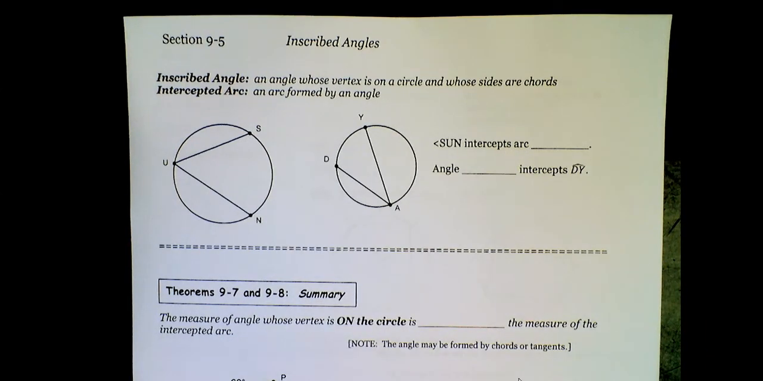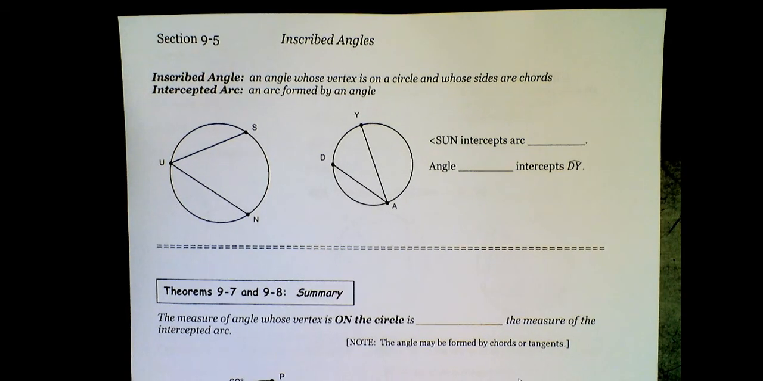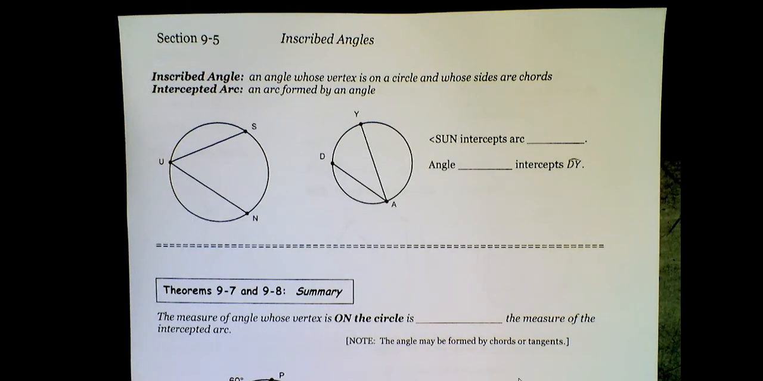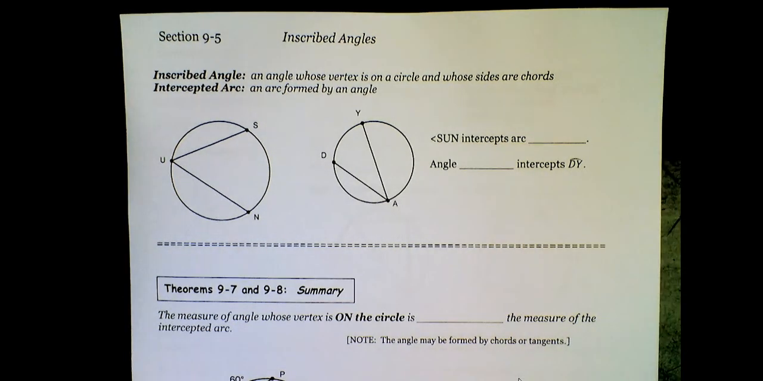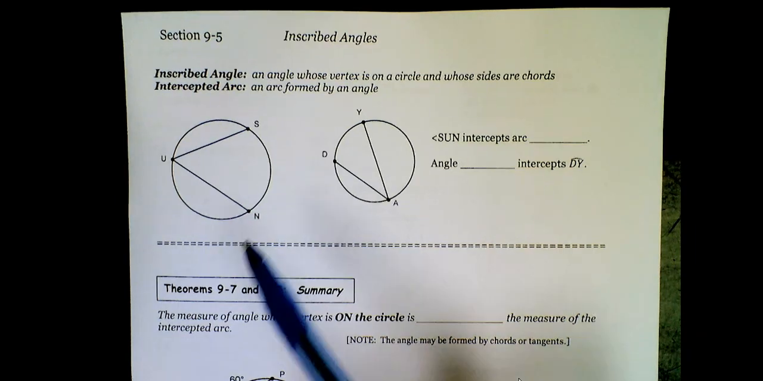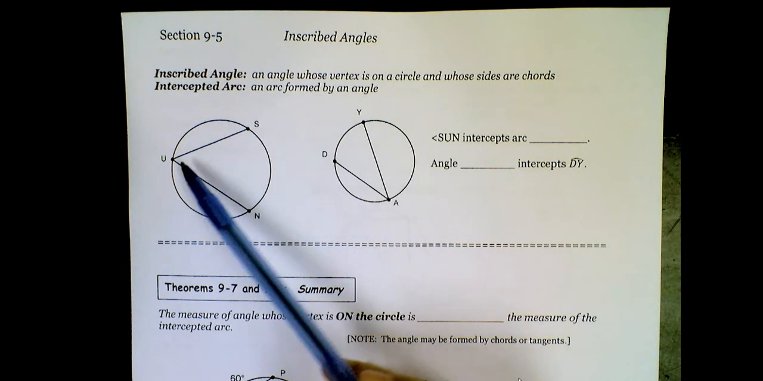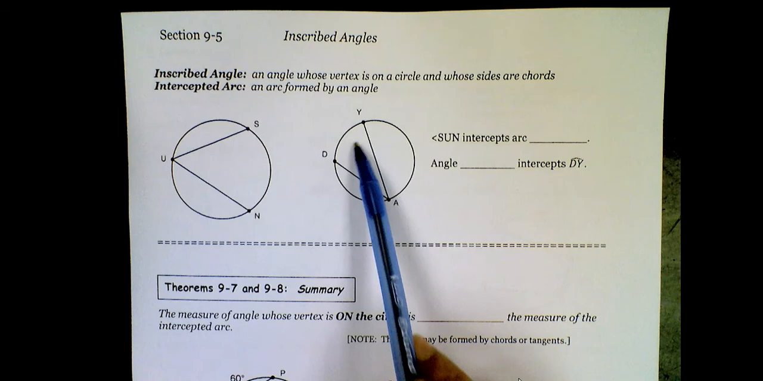Hi, let's take a look at inscribed angles in a circle. An inscribed angle is an angle whose vertex is on a circle and whose sides are chords. You can see we have two inscribed angles. The first one is angle SUN, the second one is angle DAY.